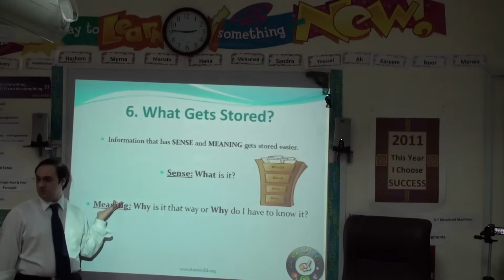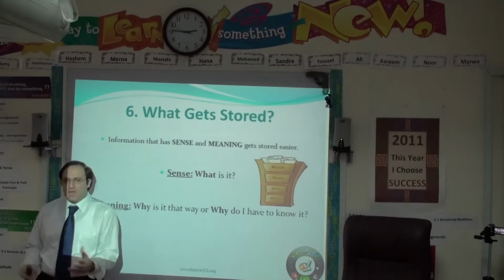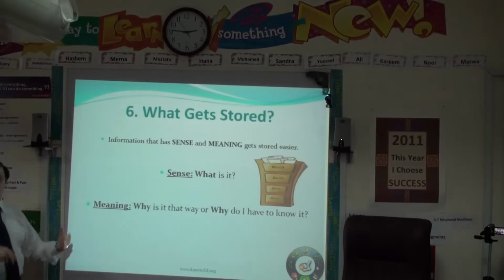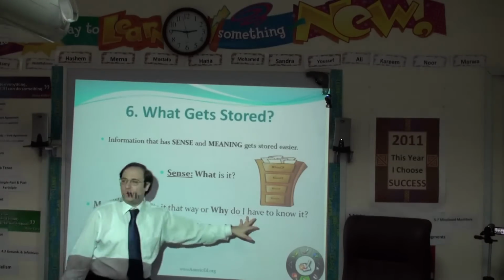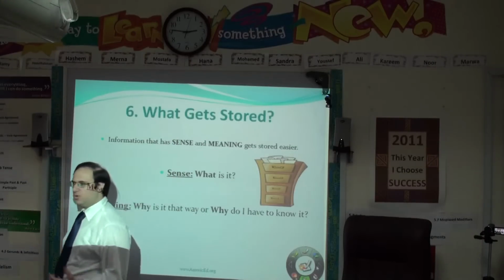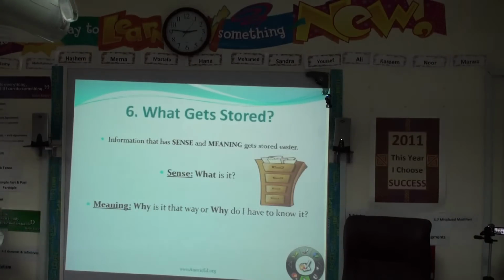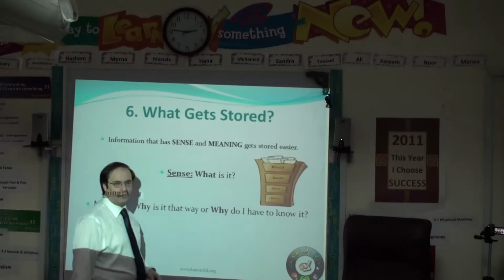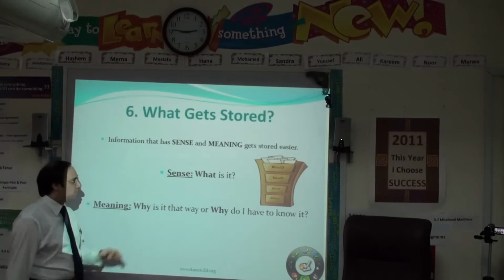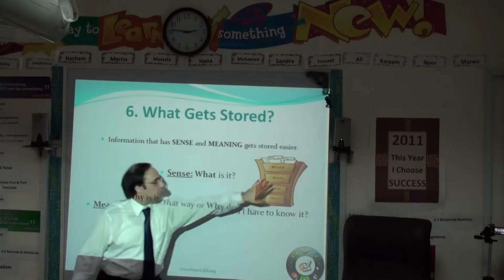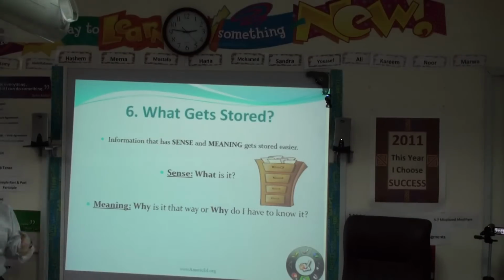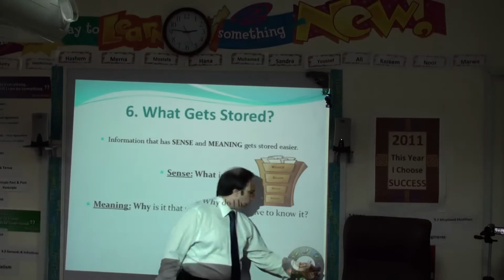Then, what it means, the meaning of it. Why is it that way? Why does the solar system have all these planets? Why do planets have moons? Why do the planets revolve around the sun? Or, why do I have to learn this? What's so important about learning how the brain learns? What's so important about learning the periodic table in chemistry? What's so important about learning algebra? What's so important about learning poetry? What's important about it? Why do I need to learn it? If your teachers can give you these two things, then the information you're learning will probably be stored very easily in your long-term memory. Sense, what it is, meaning, why is it that way, or why do I need to know what I'm learning?